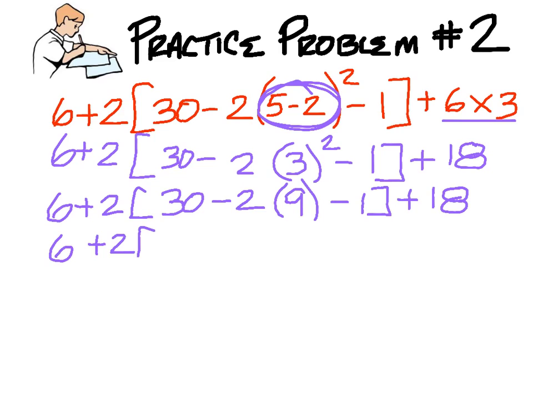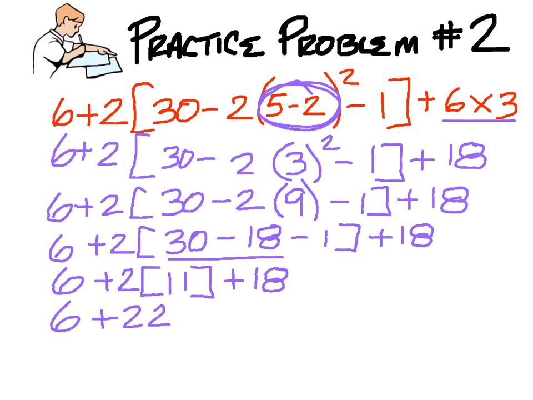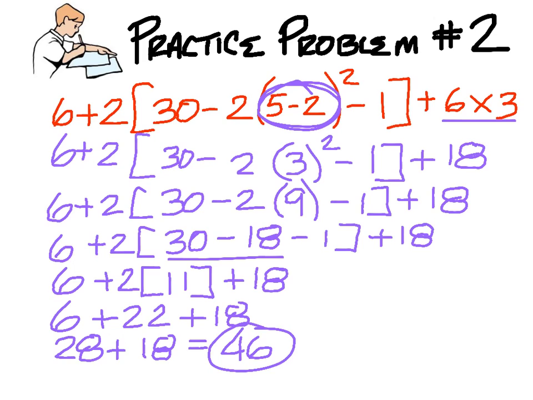Back to the brackets. 2 times 9 is 18. And now we can go left to right in the brackets. 30 minus 18 is 12. Minus 1 is 11. So 2 times 11 is 22. 6 plus 22 is 28. Plus 18 is 46. A bonus problem while we wait for the practice to come in.